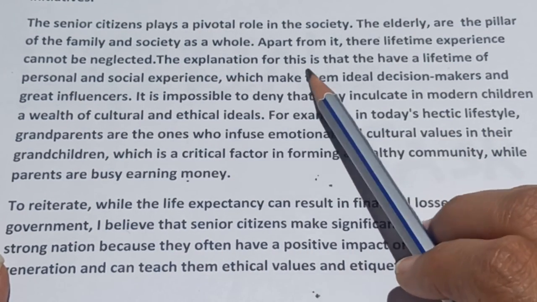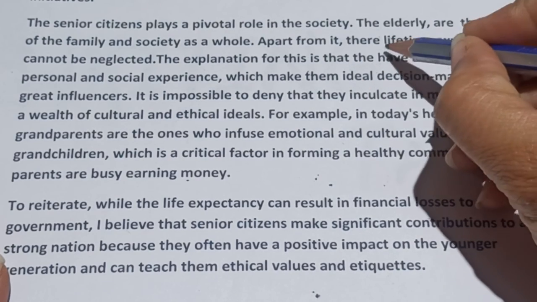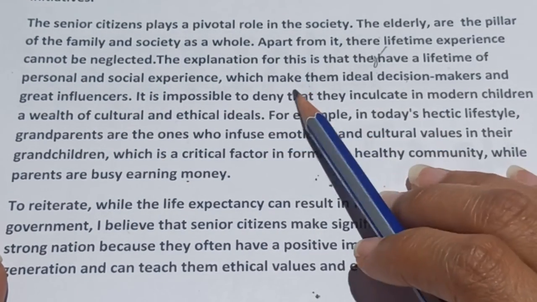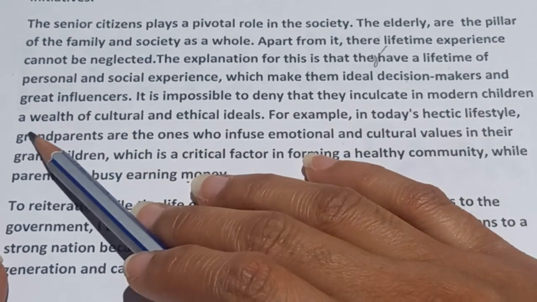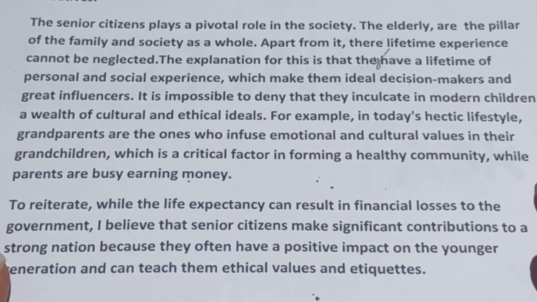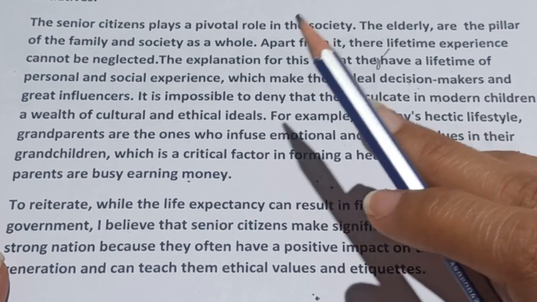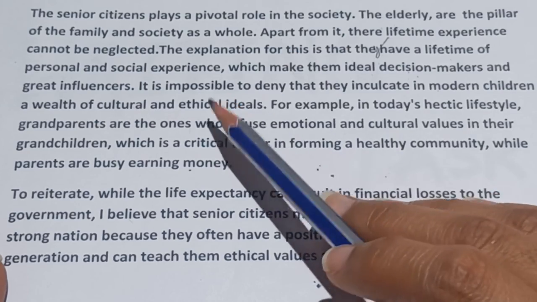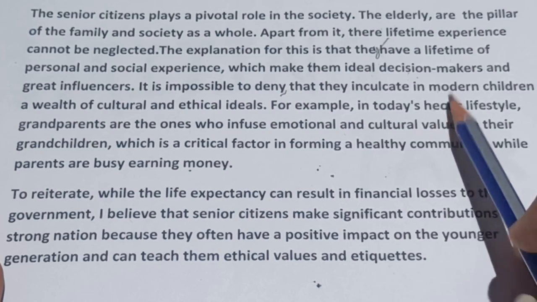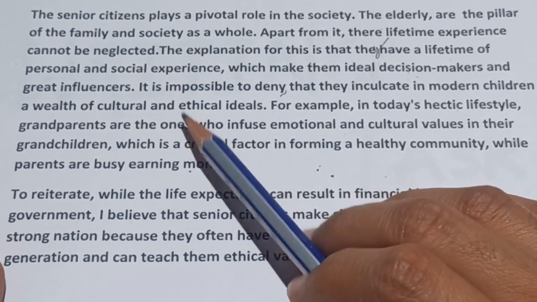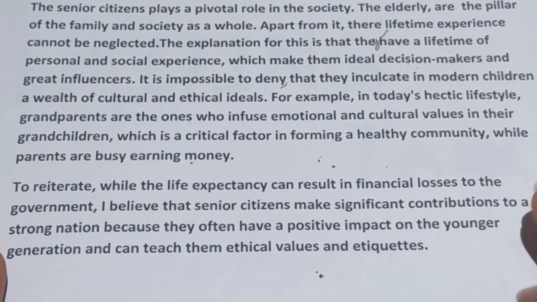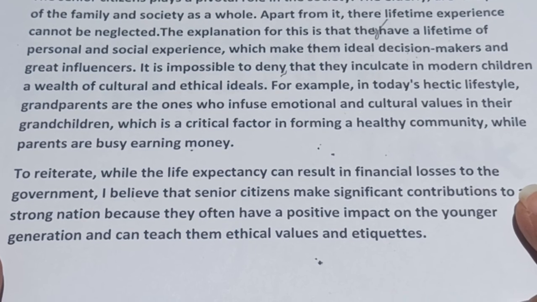The explanation for this is that they have a lifetime of personal and social experience which makes them ideal decision makers and great influencers. So the golden agers or the old people are ideal decision makers and great influencers. It is impossible to deny that they inculcate in modern children a wealth of cultural and ethical ideals. So what is happening? They are inculcating in the modern children a wealth of cultural and ethical ideals.